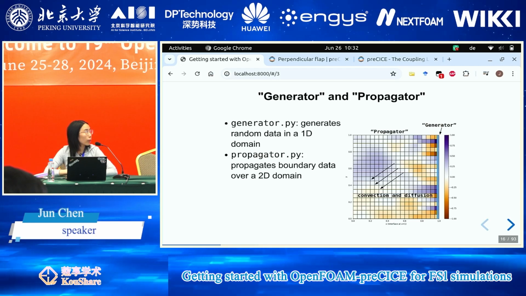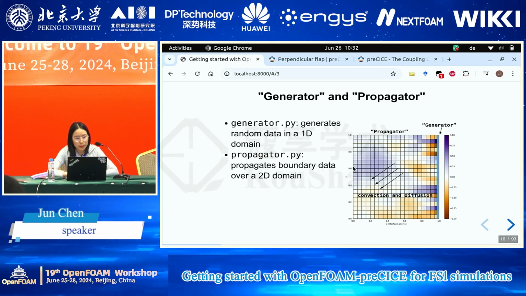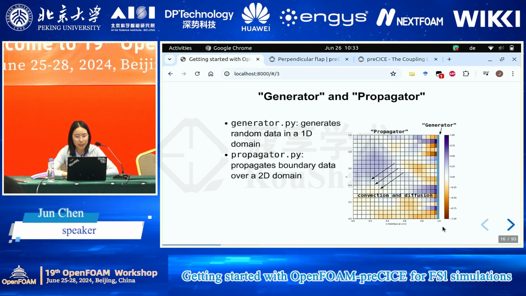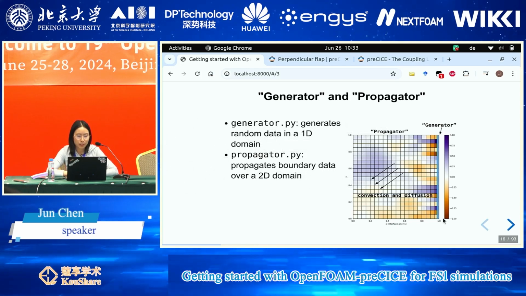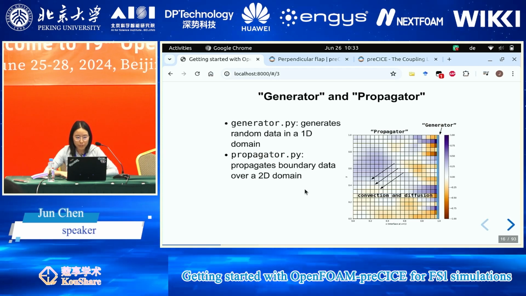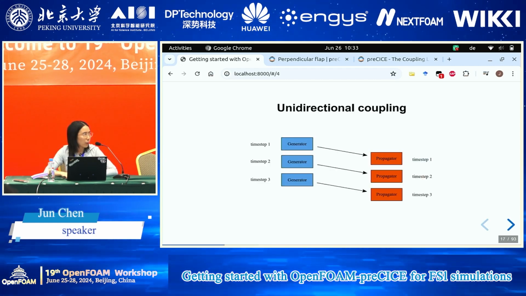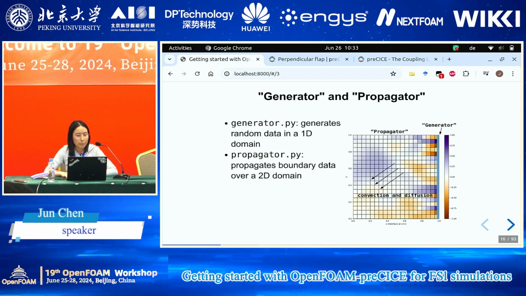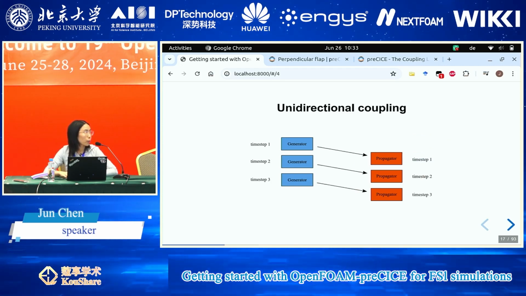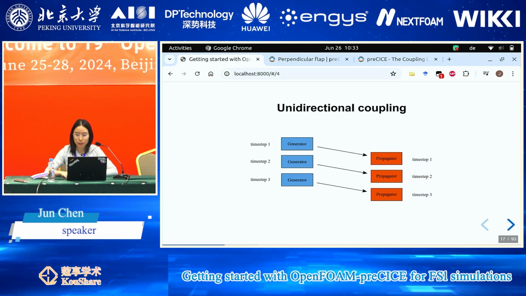At first, I'll show you what the two simple Python scripts do. We have a generator and a propagator. The generator generates random data at this edge, and the propagator is supposed to convect and diffuse this boundary data, which is sent from the generator into this 2D field. But the convection-diffusion equation is quite arbitrary. This is a pure unidirectional coupling, which means that we send the boundary data of velocity from the generator to the propagator, and then we move to the next time step. We don't send anything from the propagator to the generator, and we also don't do any iteration to make it converge because there is no convergence problem.